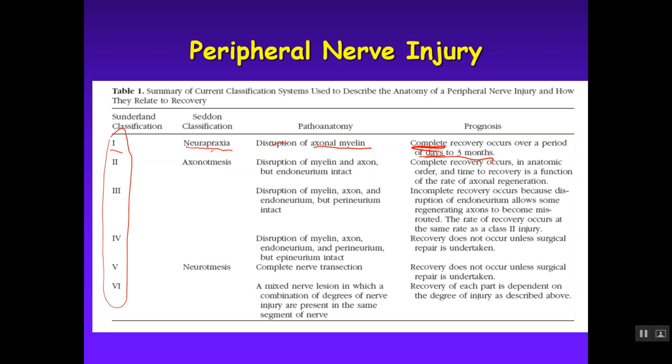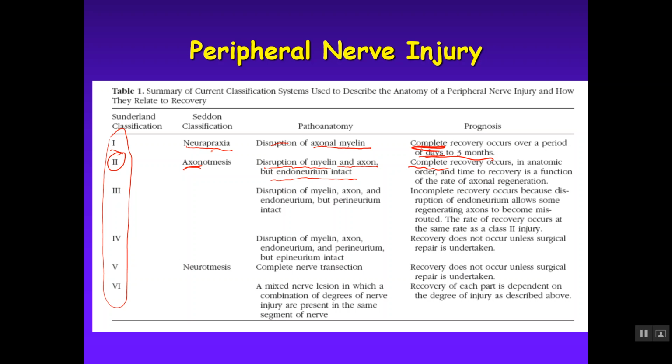Axonotmesis. Axonotmesis is where axons are damaged. And this is where it gets a little murky. Recovery depends on how badly the axons are damaged. So if you're a Sunderland classification 2, you disrupt the myelin and axon, but the endoneurium stays intact. That layer, the deepest layer around the nerve, stays intact. You didn't disrupt the endoneurium, okay? Again, with this, you get complete recovery typically.